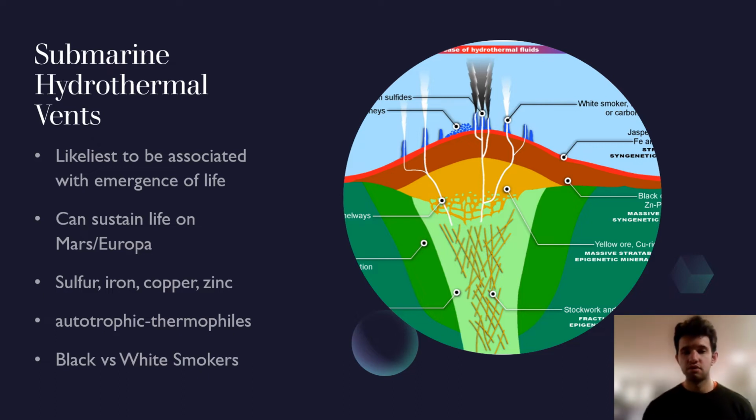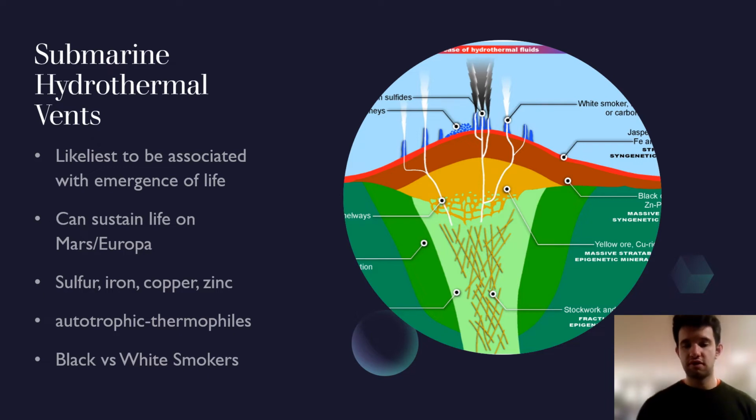There are many minerals that spew out from these submarine hydrothermal vents, such as sulfur, copper, iron, zinc, magnesium, amongst many others. And these minerals are used by primarily autotrophic thermophiles to create energy needed for all other organisms to survive in these systems. So these minerals come out from two different types of vents, black smokers and white smokers.